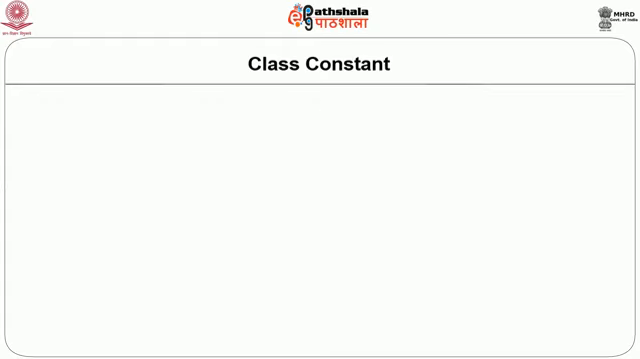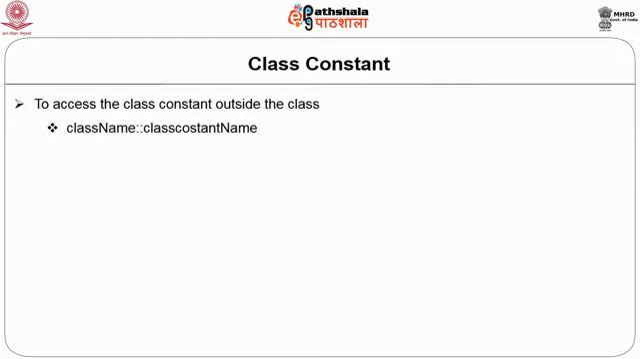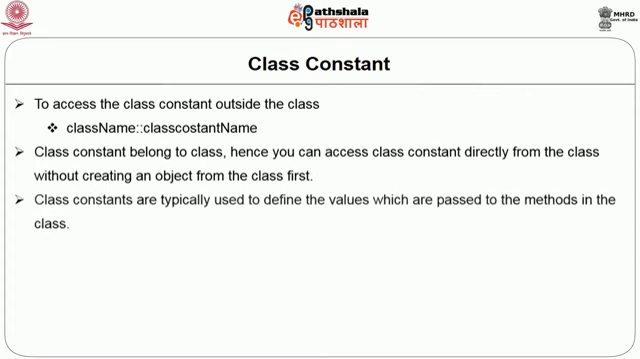Now a class constant is defined for the class, so you can access it outside of the class by using the class name. You don't need to create an object of the class to get access to it. You can write the class name, scope resolution operator, and constant name. This constant is typically used to define values which are passed to methods in the class. Let us write a simple program.